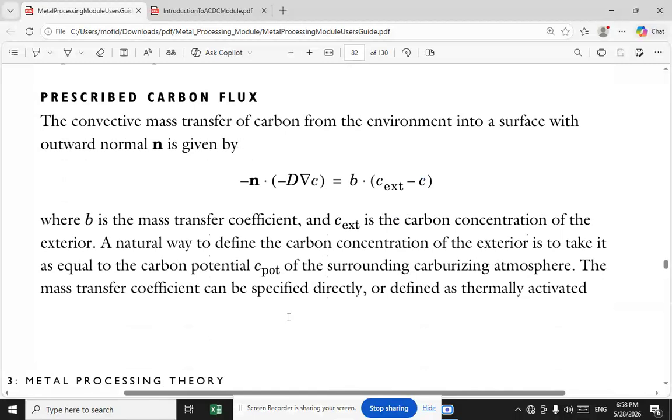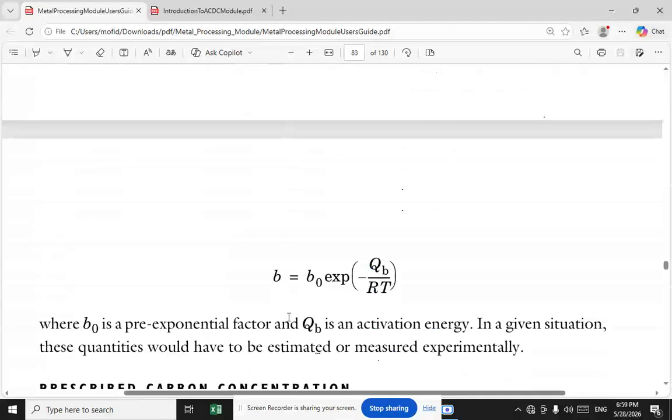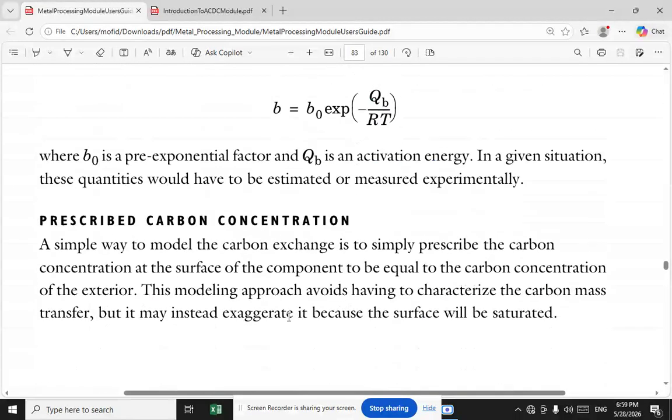The mass transfer coefficient can be specified directly or defined as thermally activated, as follows, where B0 is a pre-exponential factor and Q_B is an activation energy. In a given situation, these quantities would have to be estimated or measured experimentally.